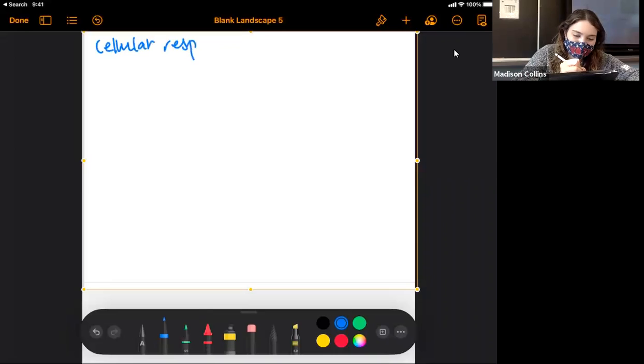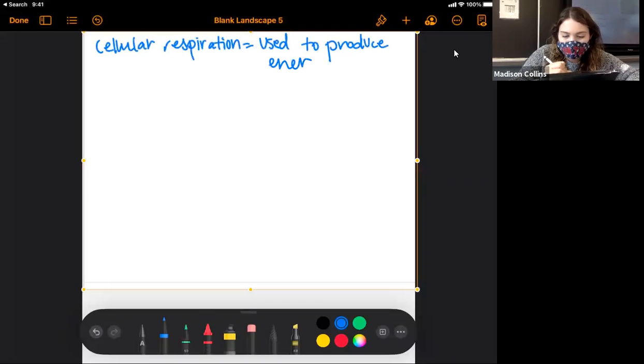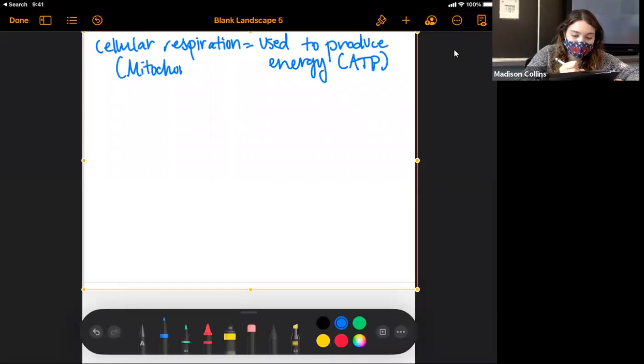But we talked about cellular respiration, right? And I hope you know by now, what is cellular respiration? This is the process that your cells use to produce energy. And since we're talking about cellular energy, this is going to be energy in the form of ATP. And this process happens in the mitochondria.